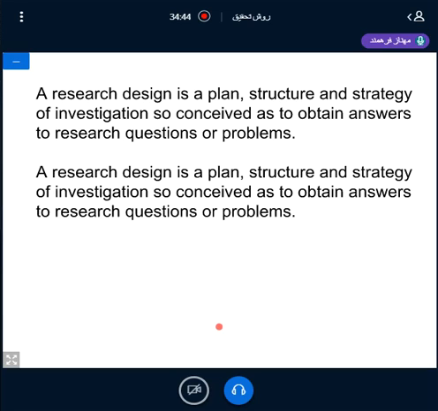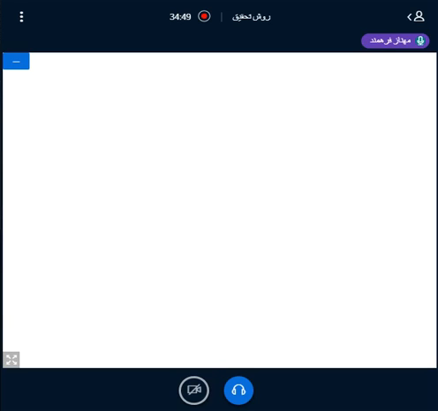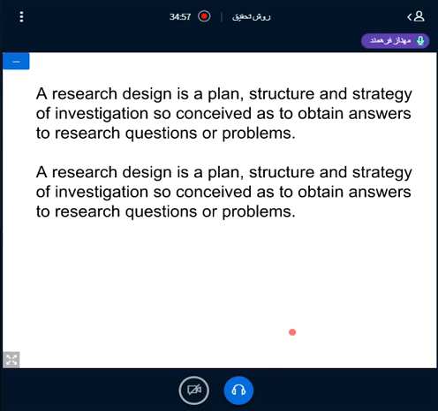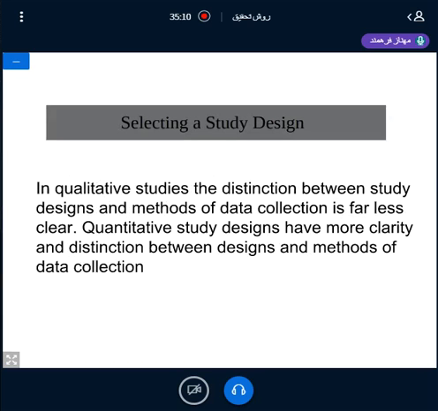A research design is a plan, okay? Now we're going to study the research design. That is a plan, structure, and strategy of investigation, so conceived as to obtain answers to research questions or problems. Now we're going to select a study design. Okay, what is the form of study design?